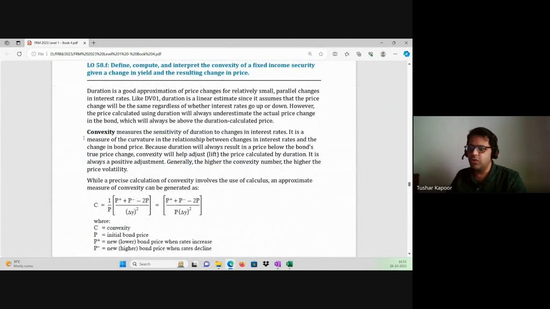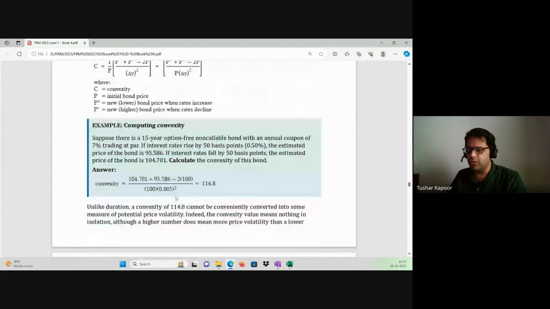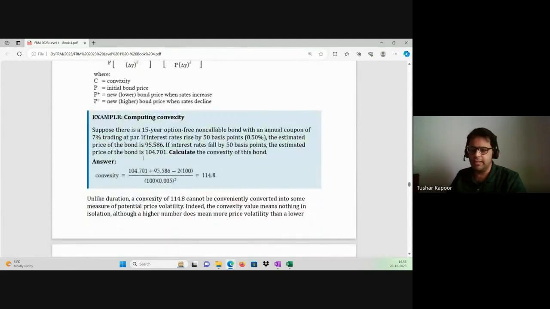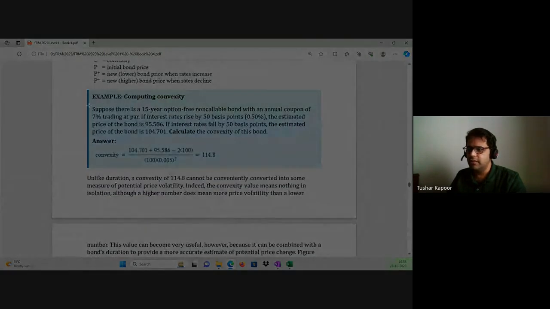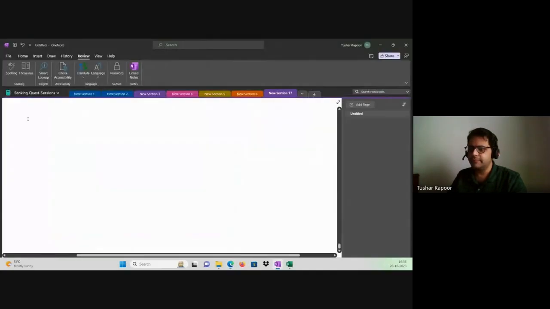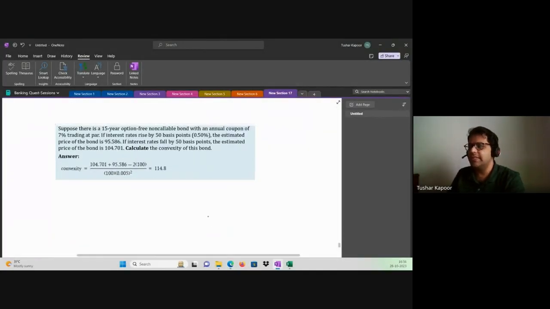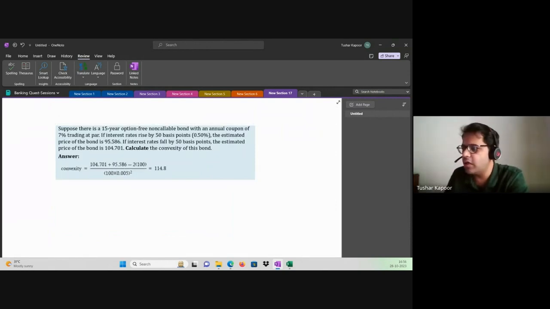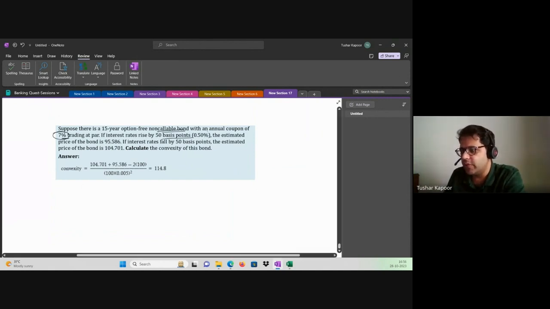And then we switch over to the concept of convexity, where we already have a formula with us, and how we use it is mentioned here in the next example. So let's look at the example itself. This is a convexity example. Now, suppose there is a 15-year option-free non-callable bond. That means it's a straight bond with an annual coupon rate of 7% trading at par. If the interest rate rises by 50 basis points, this is the kind of shock we are inducing.